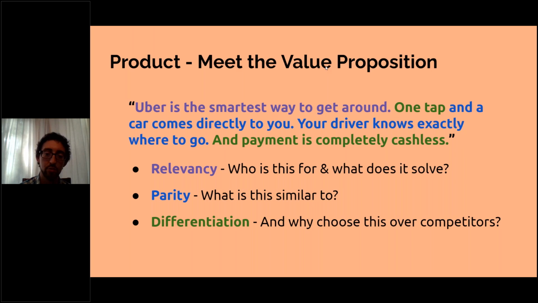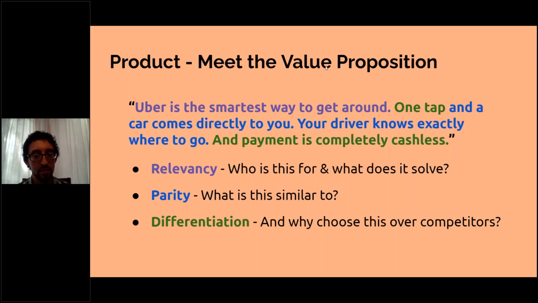So if you look at it, it breaks down into 3 pieces. The first one is relevancy. Who is it for? And they're basically saying it's for anyone that's trying to get around. And what does it solve? Basically they're saying, if you are smart and you're modern, you'll want to use our platform. Relevancy. So it's really saying who it's for.